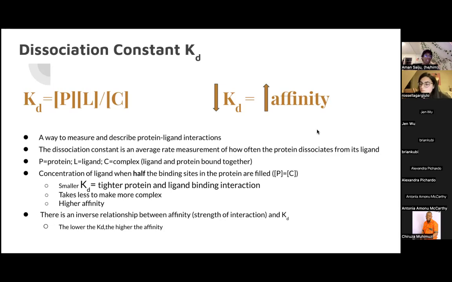So for example, if the KD for protein A to ligand A is 0.5, but the KD for protein B to ligand B is 2, the one with the lower KD, which is 0.5, protein A and ligand A, has a greater affinity for each other. So protein A and ligand A will stick together much better than protein B and ligand B. Does that make sense?